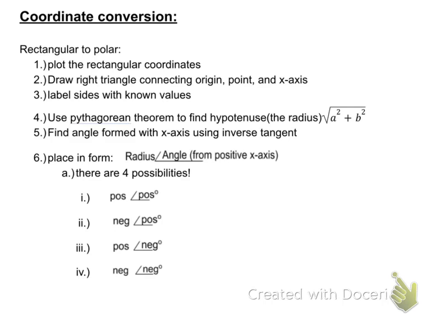Now, big thing on 6. Six says now you need to place them into the correct form, the radius and the angle, polar form. There are 4 answers. These 4 answers do not have to be in any particular order, as long as 2 of your answers have a radius that's positive. But of those positive radii, one has a positive angle and the other has a negative angle. 2 of them will have negative radii, and again one of them is positive and one of them is negative. Basically, it comes down to positive-positive, positive-negative, negative-positive, and negative-negative. Inside, outside. Okay? There are four answers. I need all four answers every single time.